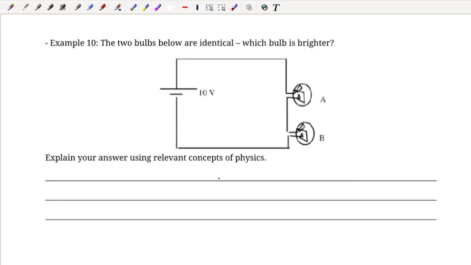Example number 10. The two bulbs below are identical. Which bulb is brighter? Again, identical, so same resistance in both cases. Since it's a series circuit, there's only one path. All the current is going to go through both of them. Since they're identical, we know that each of them uses up half the voltage. So this is going to be 5 volts and 5 volts. So again, the answer is both are the same.